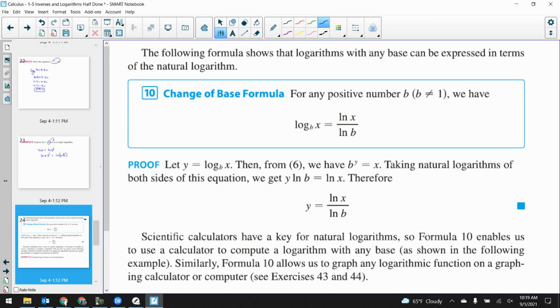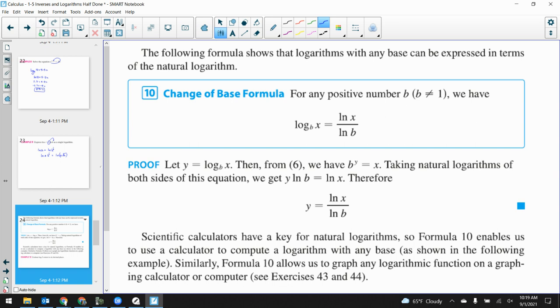It says that no matter what base or number you have, you can change that log base into anything you want. For example, natural logarithm. You can make anything a log base e. So say you had log base b of x. You could say natural log of x divided by natural log of b. You could make that into anything that you wanted.